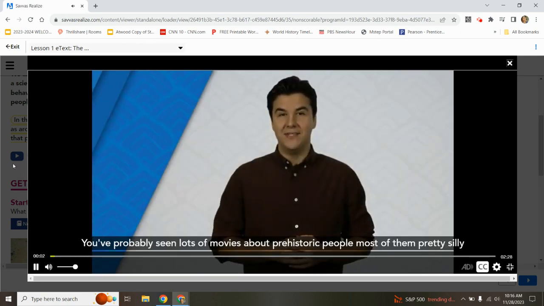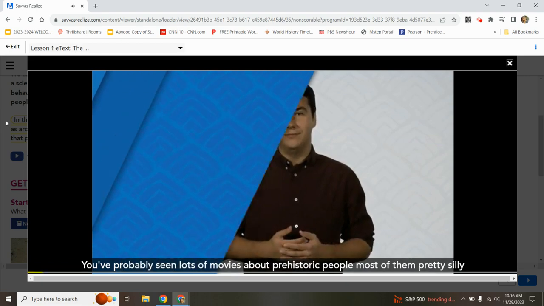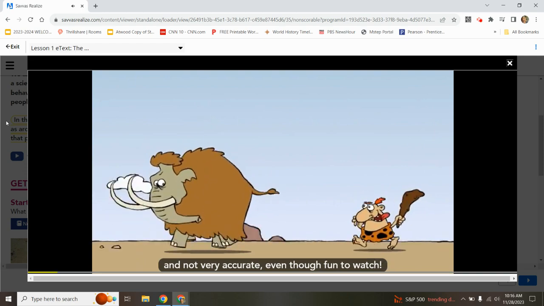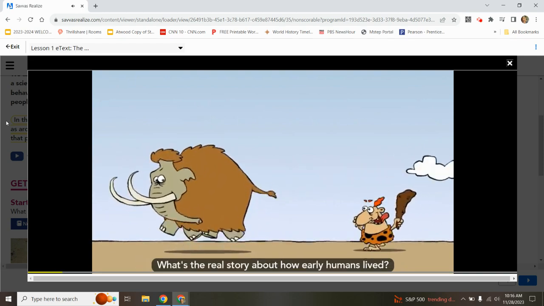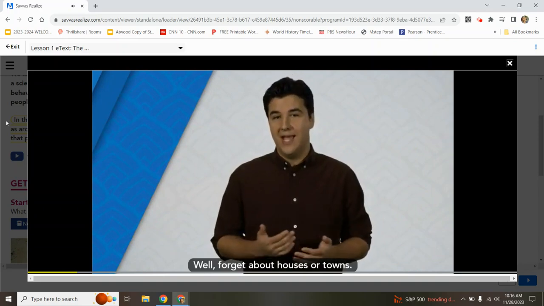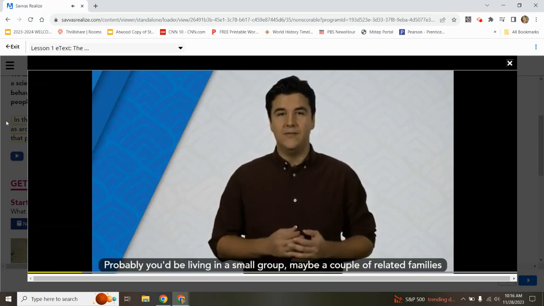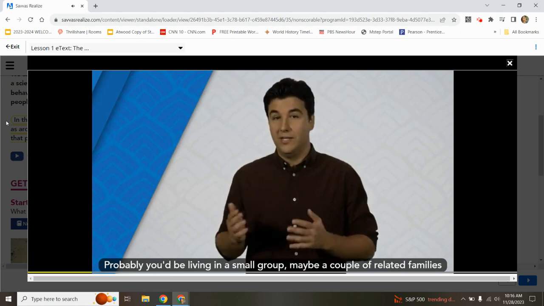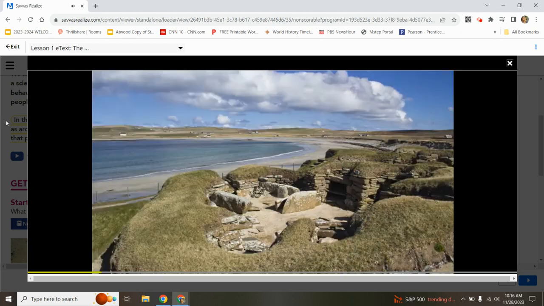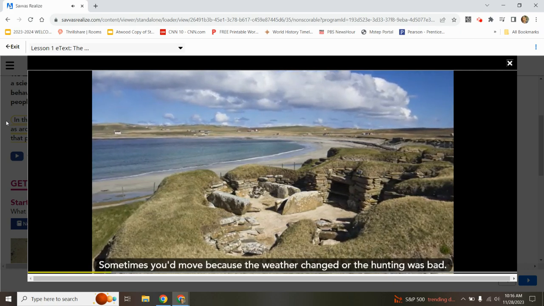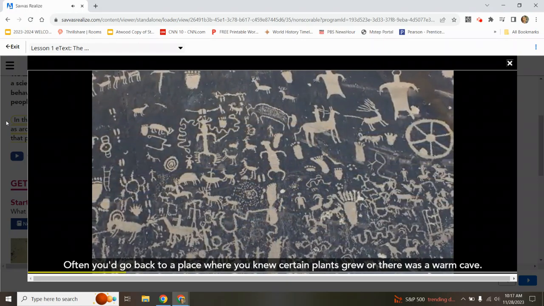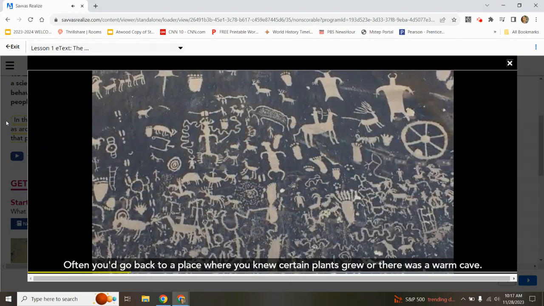You've probably seen lots of movies about prehistoric people. Most of them pretty silly and not very accurate, even though fun to watch. What's the real story about how early humans lived? Well, forget about houses or towns. Probably you'd be living in a small group, maybe a couple of related families who were constantly moving from place to place. Sometimes you'd move because the weather changed or the hunting was bad. Often you'd go back to a place where you knew certain plants grew or there was a warm cave.